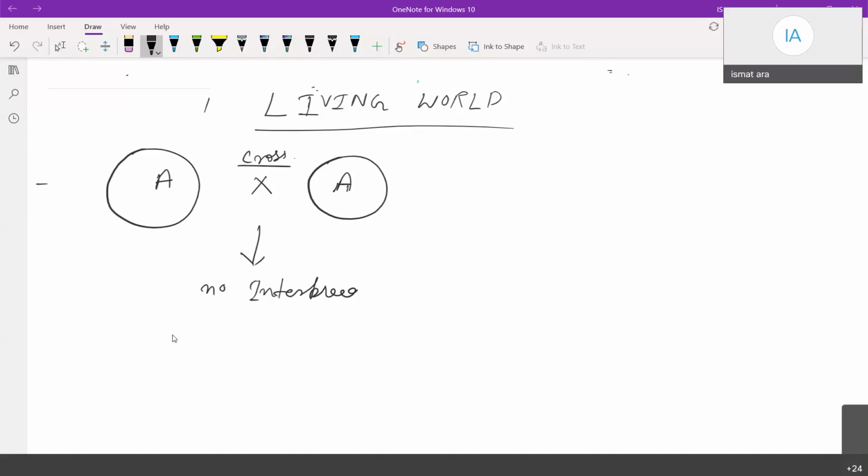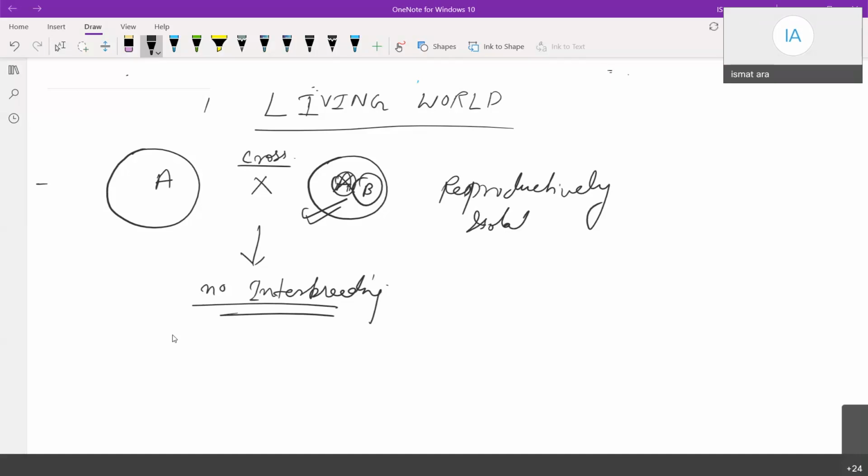What have we concluded with this? If no interbreeding is possible, that means somehow this A species has been converted into B species. That means this is now converted into a new species. As it is converted into a new species, no interbreeding is possible, because interbreeding is possible only between the same species, not between other species. Okay, if interbreeding is possible, then same species. No interbreeding, then different species. Means we can say now that species are reproductively isolated. Okay. Now this is the concept of species.